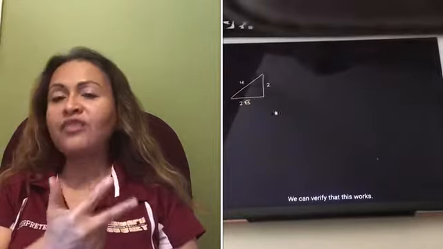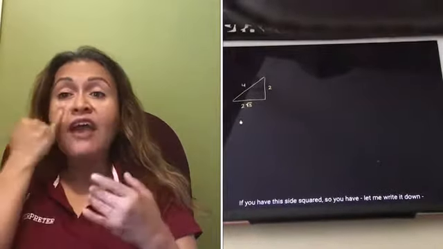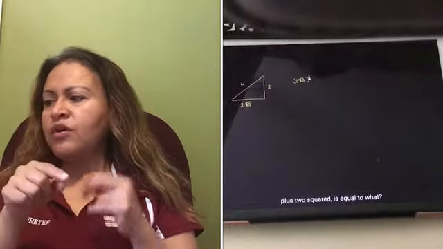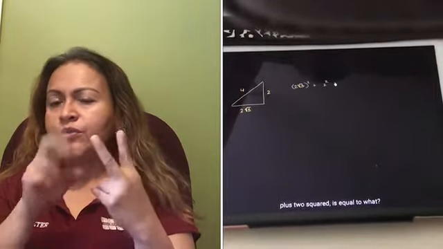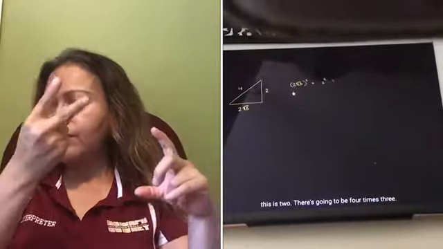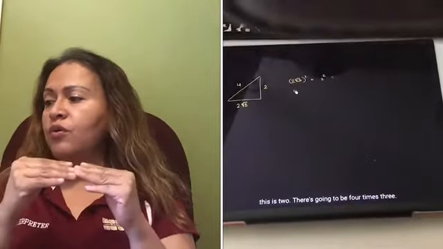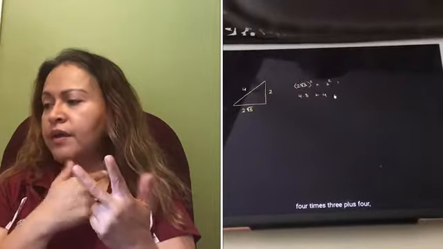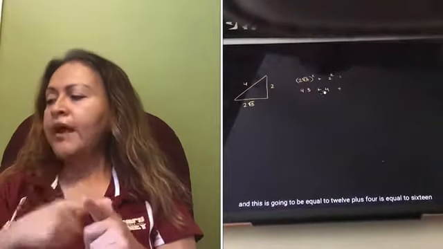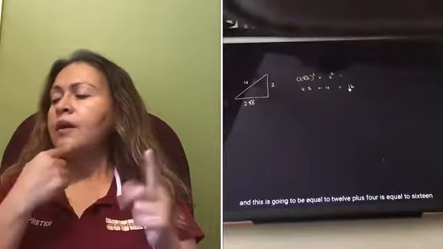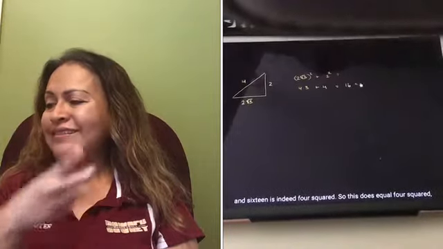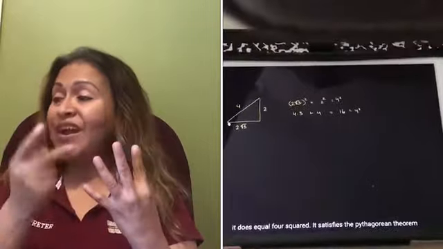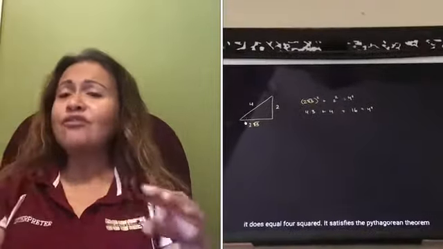We can verify that this works. If you have this side squared, so let me write it down, 2 times the square root of 3 squared plus 2 squared is equal to what? This is going to be 4 times 3 plus 4. And this is going to be equal to 12 plus 4, which is equal to 16. And 16 is indeed 4 squared. So this does equal 4 squared. It satisfies the Pythagorean theorem.